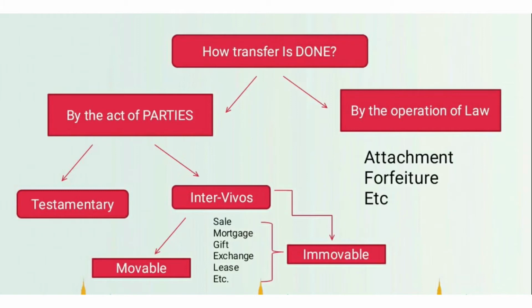And in inter vivos itself, we have movable and immovable. So in immovable, for example, we have sale, mortgage, gift, exchange, lease, etc. Don't worry, everything I'll be covering in the upcoming slides, but for the time being, just remember these basic things. So this is how property is basically transferred in a very simplified manner.